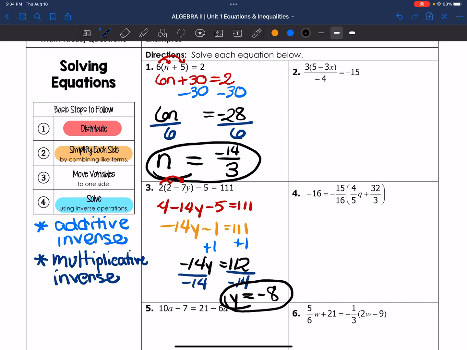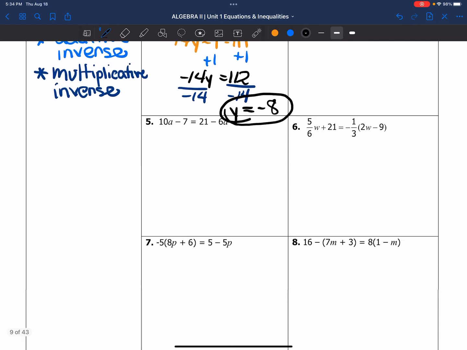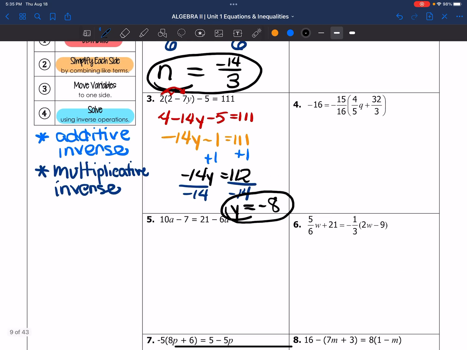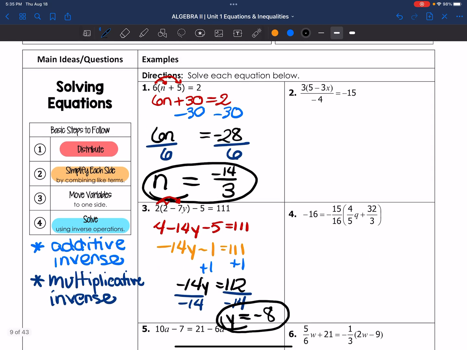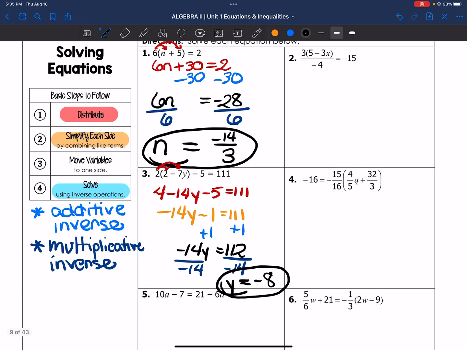Okay, ladies and gentlemen, we have now gone through 2 examples. Let's do just a couple more here. In example number 5, unlike the previous ones, I don't have any parentheses, so I do not need to take care of this first step of distribution. Well, let's look and see.